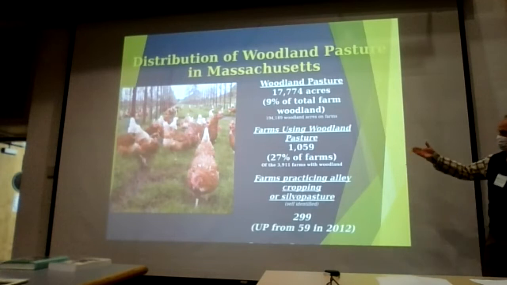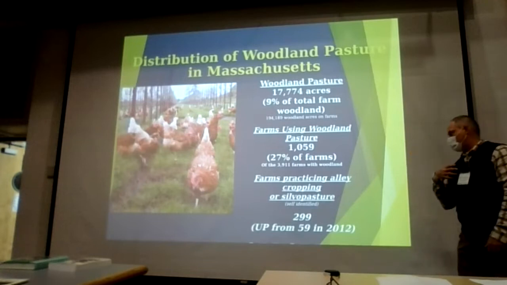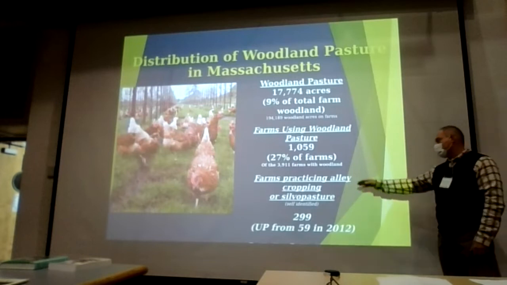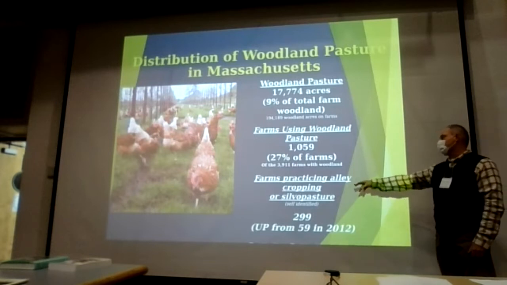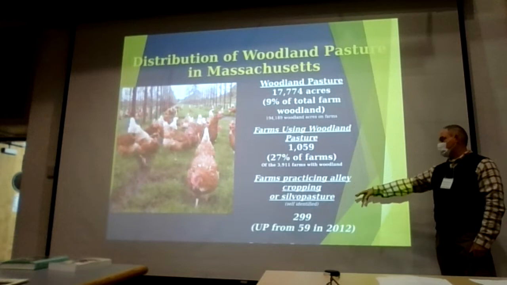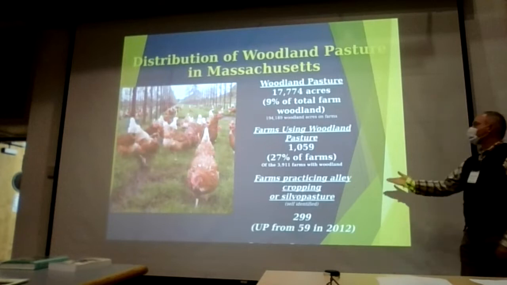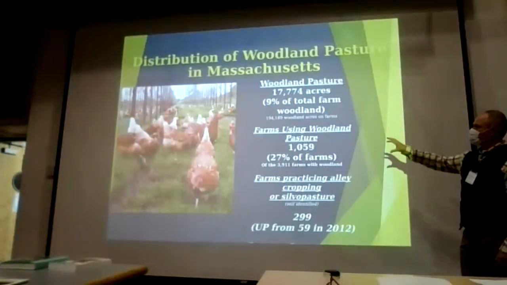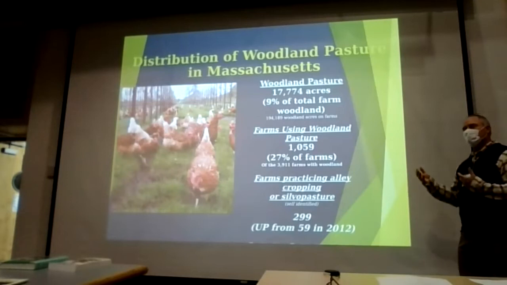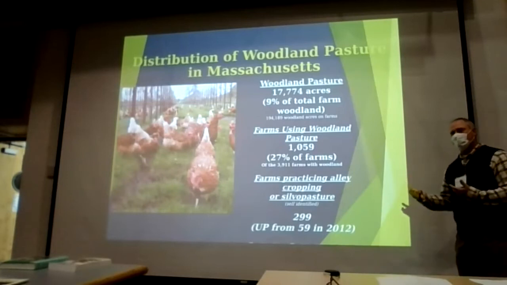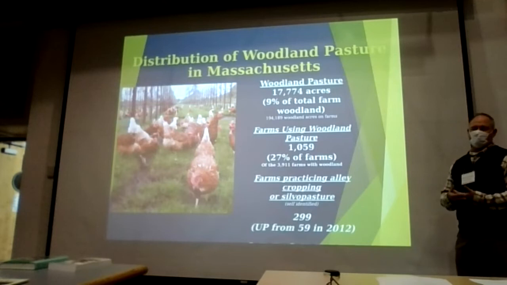So my messaging is that we're seeing a good uptick. We've gone from 59 people self-reporting using alley cropping and silvopasture up to 299. It's still only 7% of the farms. However, we have some great opportunity where people are already using the woods for their animals, and it's not in a silvopasture system. It's what we would consider unmanaged woodland grazing, which is really the exact opposite of what we're trying to achieve with silvopasture.